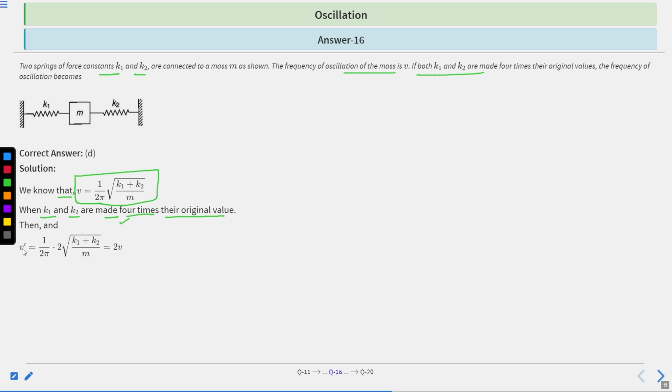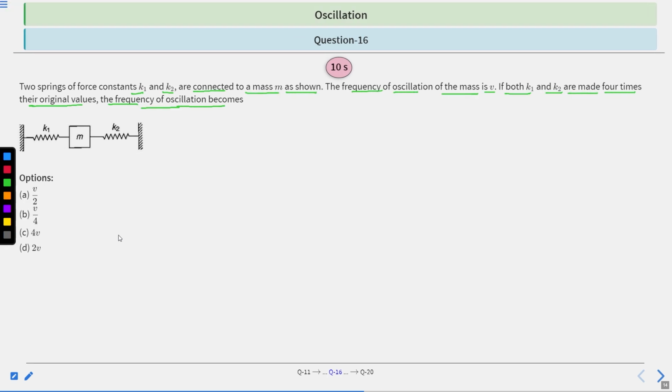Then v prime is equal to 1 upon 2 pi multiplied by 2, under root of (K1 plus K2) divided by m. So this quantity is equal to v. So v prime is equal to 2v. So the correct answer is D. This one is the correct answer.